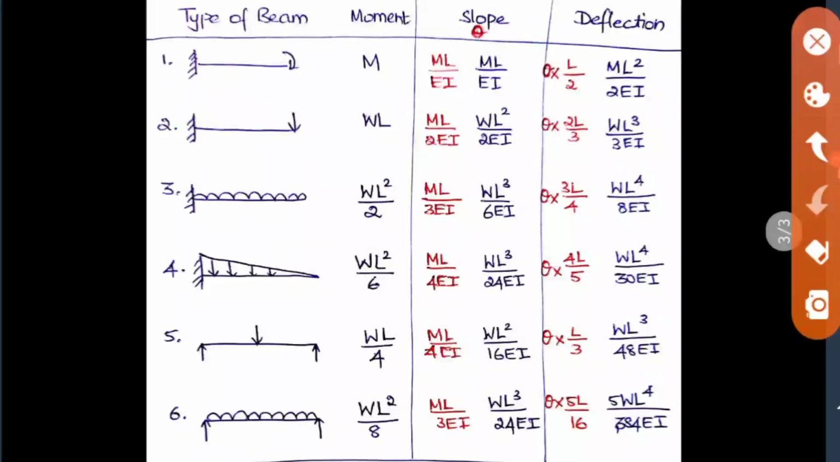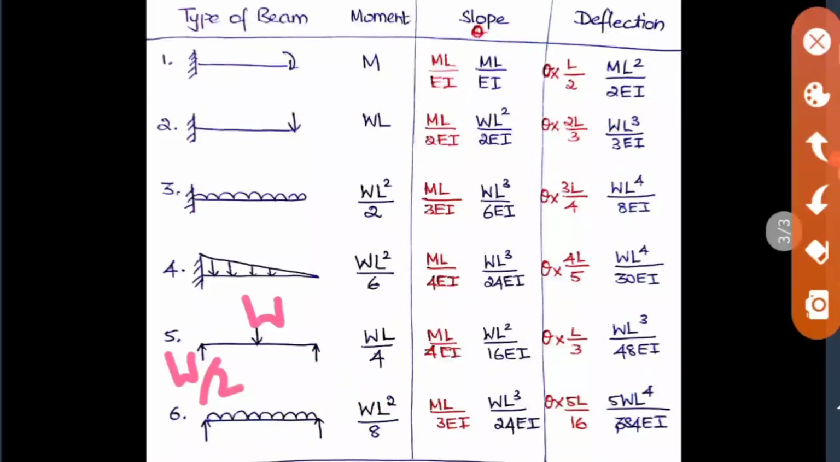In the UVL case it is WL by 2 into L by 3, so you will be getting WL square by 6. And for a simply supported beam with central load, it is W by 2 into L by 2. How? If this is your W, obviously this will be W by 2 and this will be W by 2. So W by 2 into L by 2, so you will be getting WL by 4.